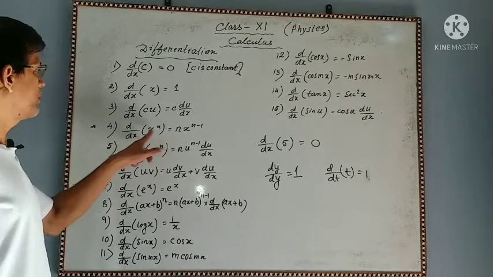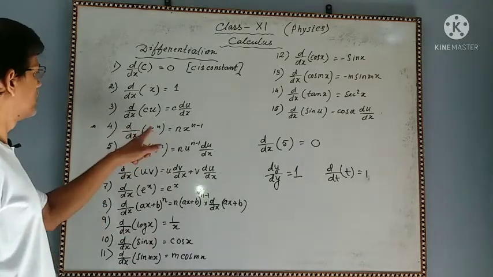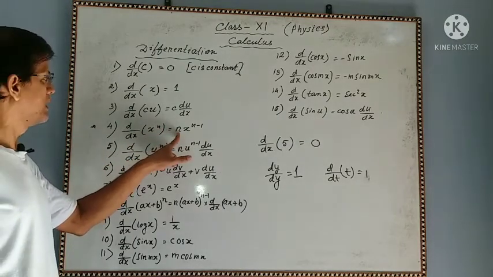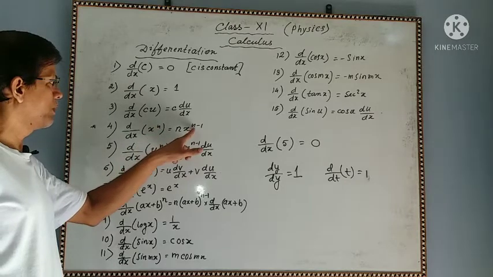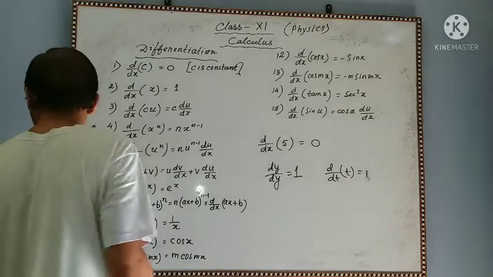Next you see, this is a very important formula, it will be used the maximum number of times. d by dx of x to the power n. What do you get? First n comes, and then the power of x is decreased by 1.